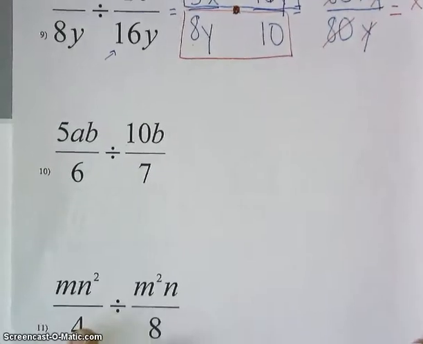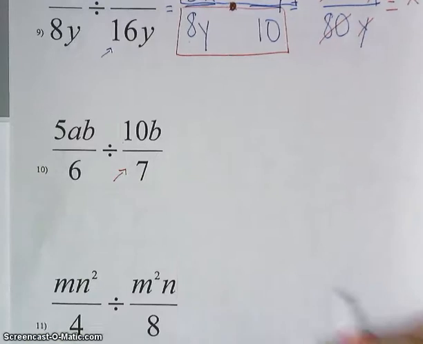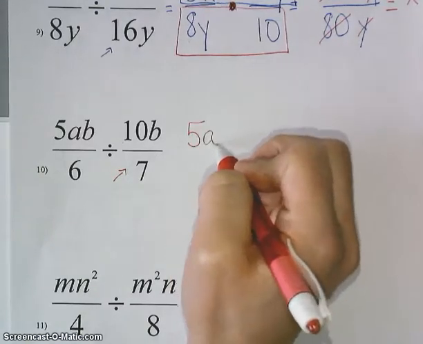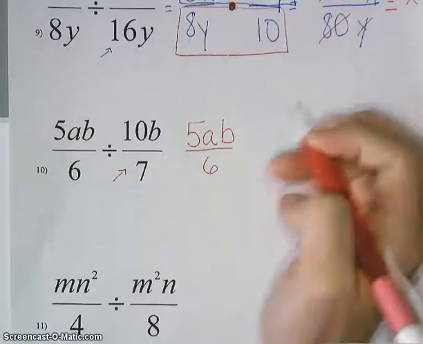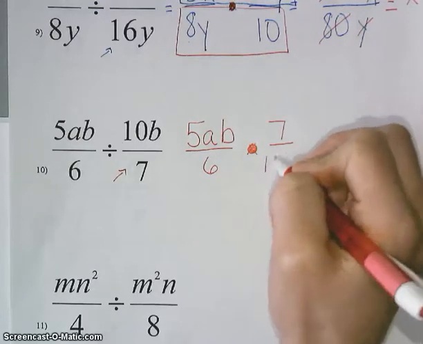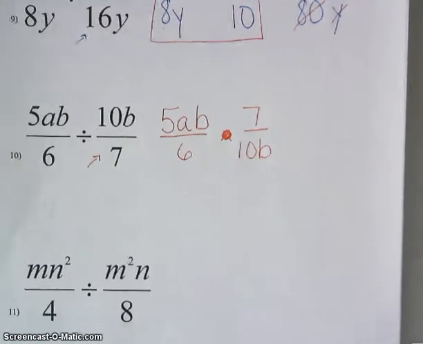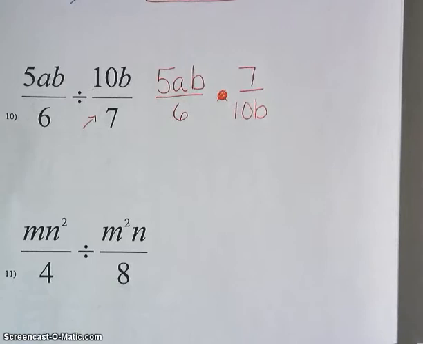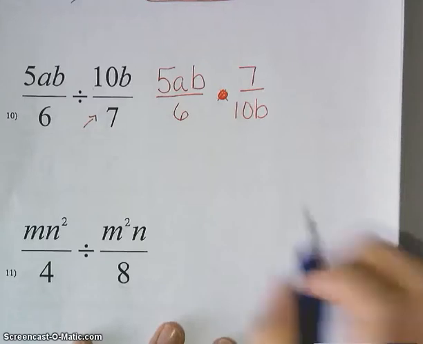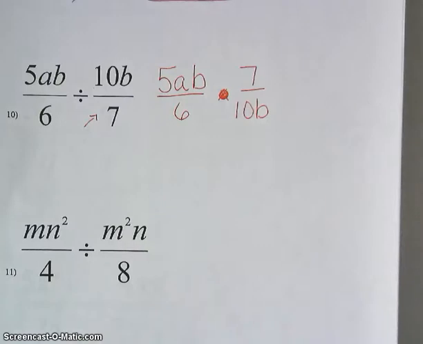Okay, moving on to number 10. Once again, I have that division, so I need to flip my second fraction and multiply. So rewriting the question, I have 5ab all over 6 multiplied, which we're going to put our little dot, by 7 over 10b. I'm going to do this one by cross-canceling, just so you can see it. And then I want you to try it on your own when you're doing your own questions. So right now, remember, if we have the same factor on the top and the bottom, we can cross-cancel and get rid of them. So if I'm looking at the diagonals here, I have a b here and a b here, so I can get rid of it.